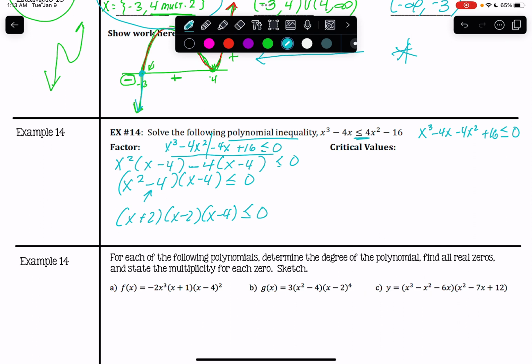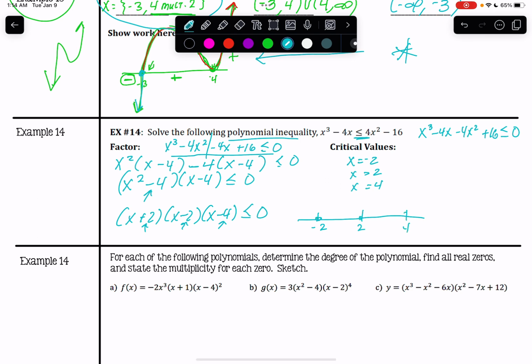Now, some books call these zeros critical values or critical points. So we can say that's x equals negative 2, x equals 2, and x equals 4. Now, we are going to take those critical values and again make a sign chart, or a chart that puts the zeros on. So I have a negative 2, 2, and 4. Those are my zeros. Okay.